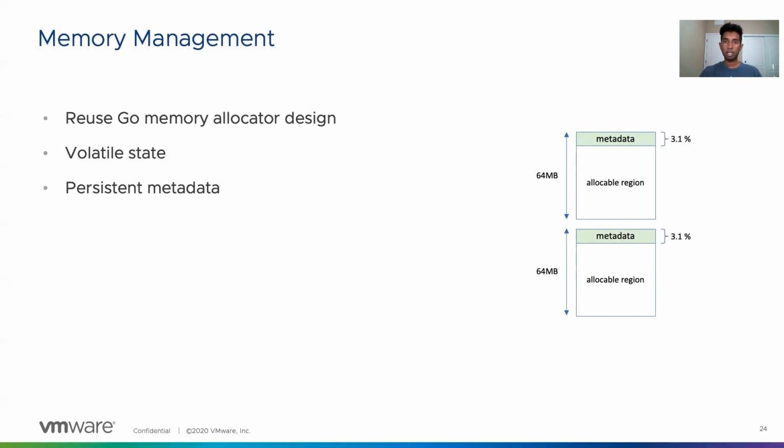GoPmem extends the existing Go memory allocator design to manage the pmem heap. Pmem is managed in arenas that are a multiple of 64 MB. It should be noted that all data structures used to manage the pmem heap are stored in volatile memory. But additional metadata is stored in the header of each arena to facilitate heap recovery. The additional metadata occupies about 3.1% of the arena space.